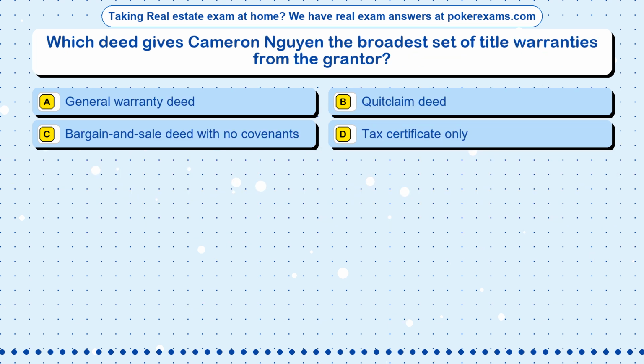Question 17. Which deed gives Cameron Gwynn the broadest set of title warranties from the grantor? Option A, general warranty deed. Option B, quitclaim deed. Option C, bargain and sale deed with no covenants. Option D, tax certificate only.